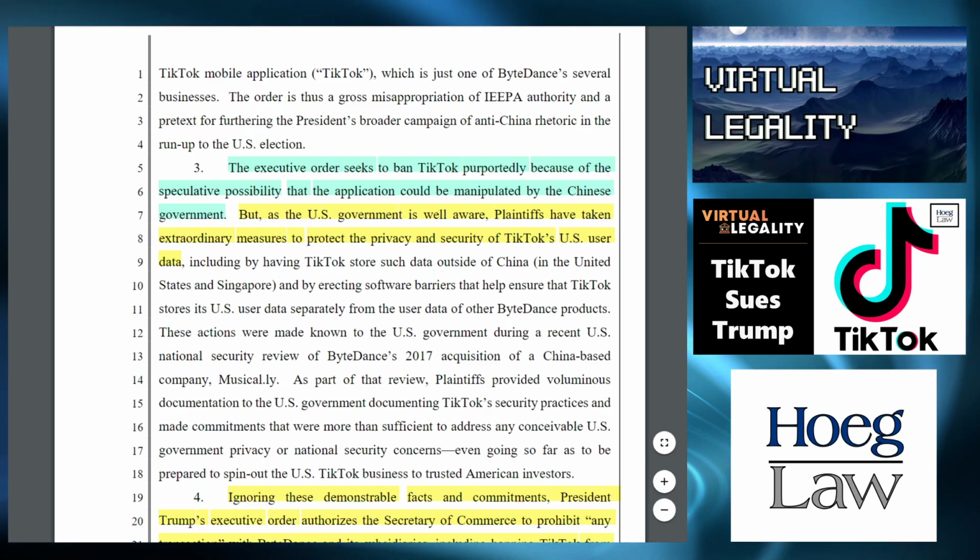And if you haven't been in virtual legality before, I want to give the disclaimer, the kind of background to my own personal thought tilt.